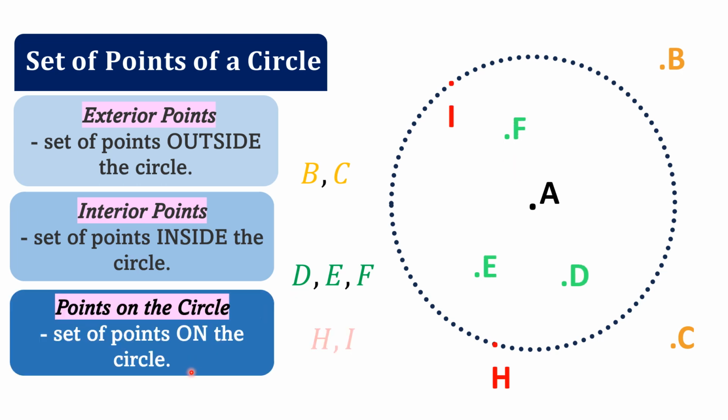The other points or set of points of a circle are the points on the circle. These are set of points on the circle. In the figure, the points on the circle are point H and I.